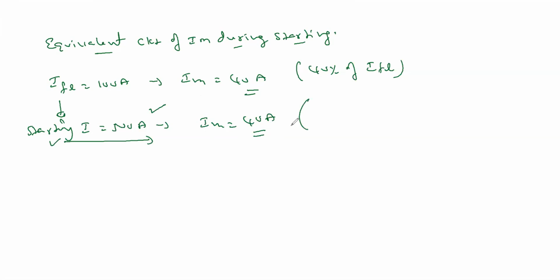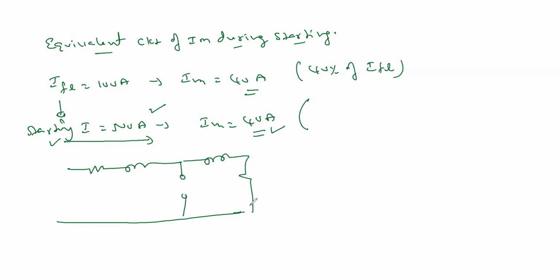So can't I neglect now the shunt element? Since this 40 can be ignored with respect to 500, the shunt element XM is ignored. So equivalent circuit becomes like this now. I am just ignoring 40 amps. So the starting current is through R1, jX1, X2 dash, and this is R2 dash by S. S equal to 1, ये वाला 1 हो गया.